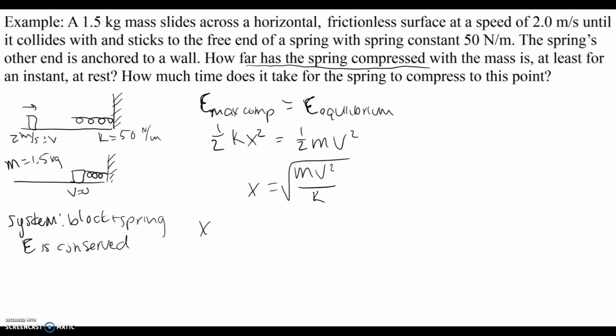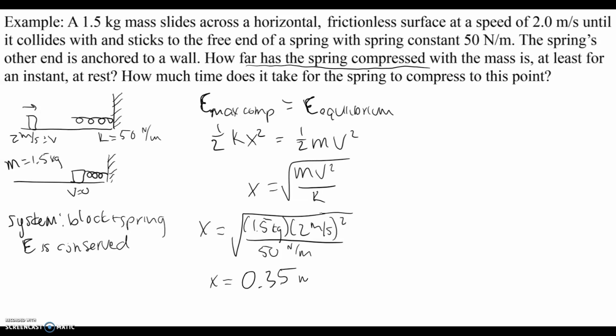So all we need to do here, because we know everything, right? We just need to plug it in. So our mass is 1.5 kilograms. The speed at equilibrium is 2 meters per second. Square that. Divide by the spring constant, which is 50 newtons per meter. And we plug that all into our calculator, and we get 0.35 meters. So that is how far the spring compresses.